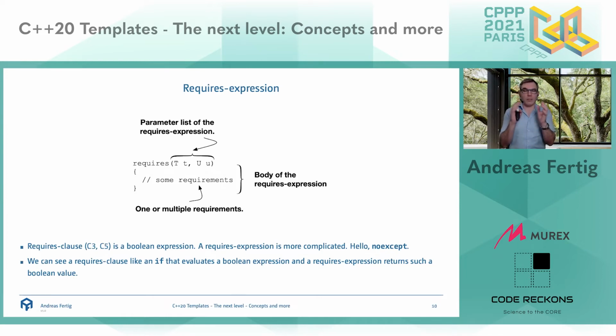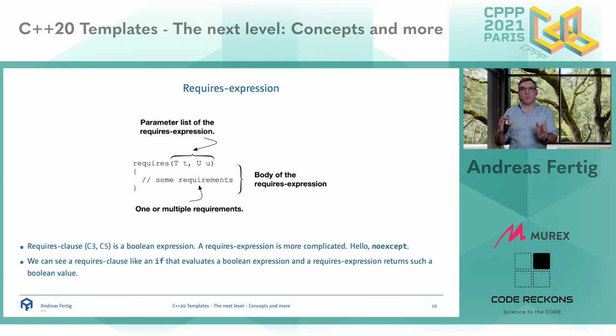So the type is never used at runtime. It's only used at compile time to determine whether this requires expression yields true or false. So whether the requirements are met or not. Okay, and this is the purpose of this parameter list here. And I can use these parameters later in the body. And that's the idea. Now, the requires expression itself comes with a single requirement, and that is that the body of the requires expression must have at least one or multiple requirements. Okay, and we will see these requirements on the next slide.